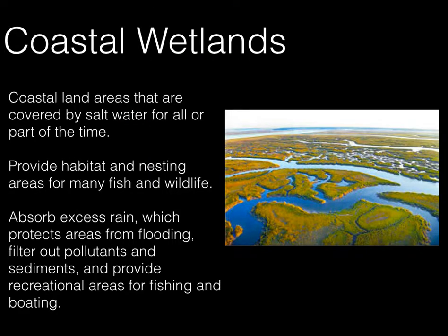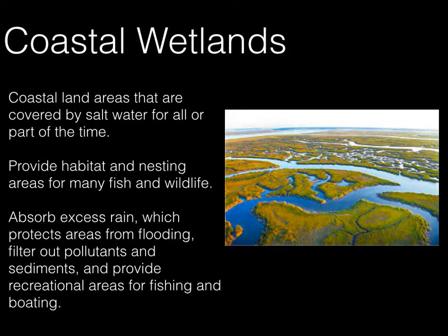Coastal wetlands are areas that are covered by saltwater for all or part of the time. Similar to freshwater wetlands, coastal wetlands have periods of drought and then periods of high water content, but this is going to be saltwater content when they have water in them.